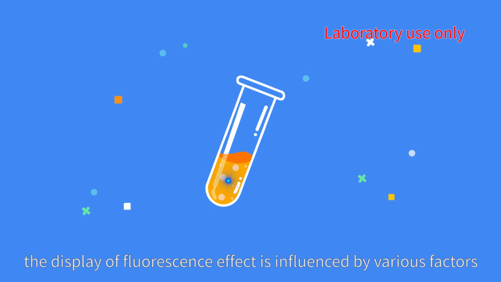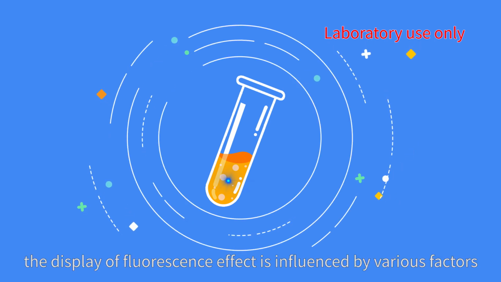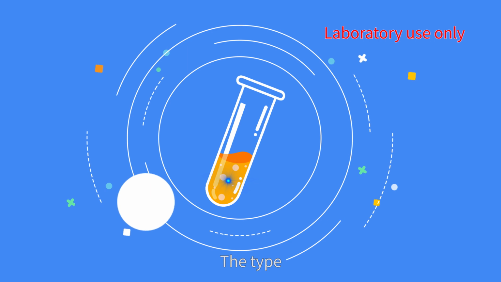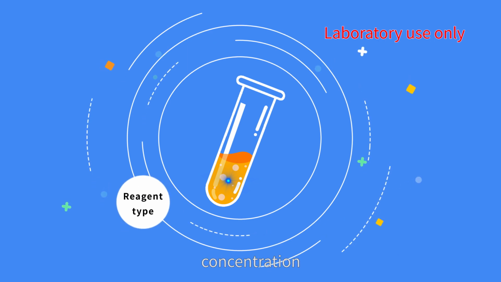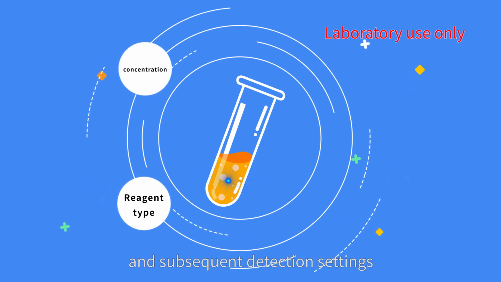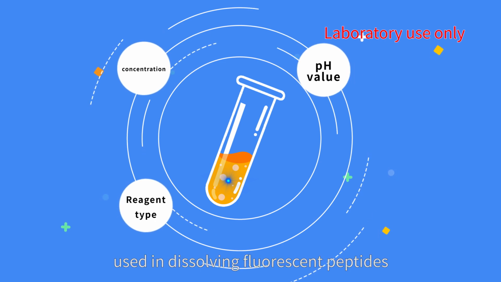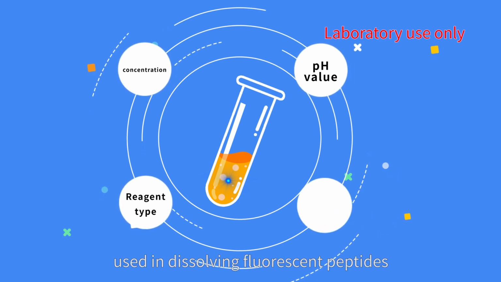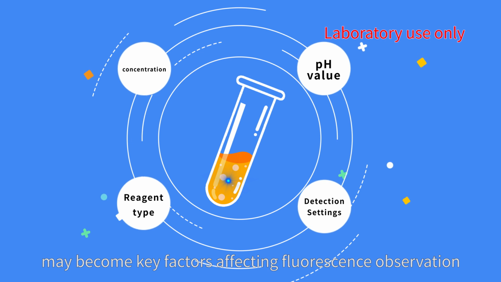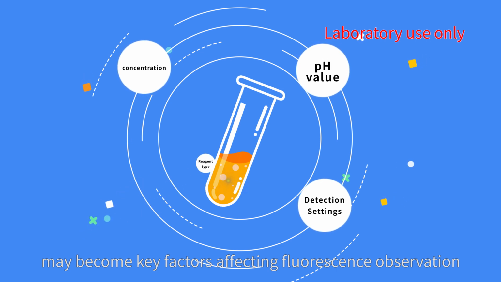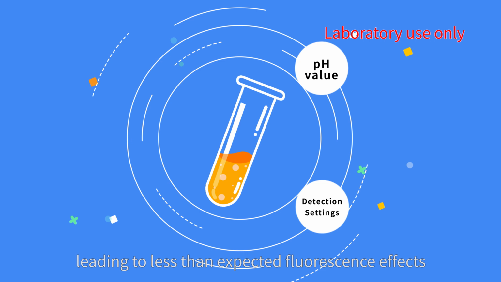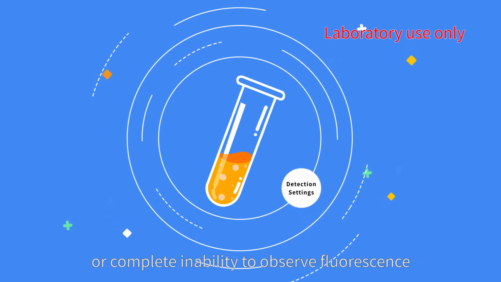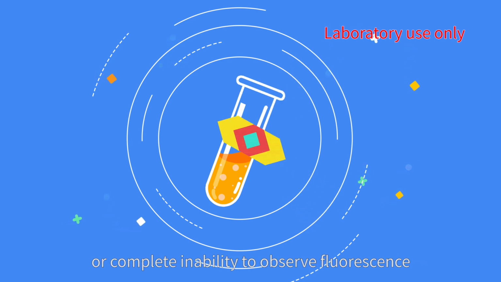Firstly, the display of fluorescence effect is influenced by various factors. The type, concentration, pH value, and subsequent detection settings used in dissolving fluorescent peptides may become key factors, affecting fluorescence observation, leading to less than expected fluorescence effects or complete inability to observe fluorescence.